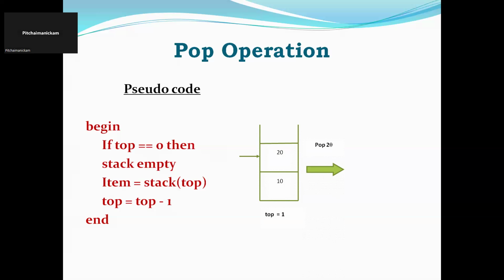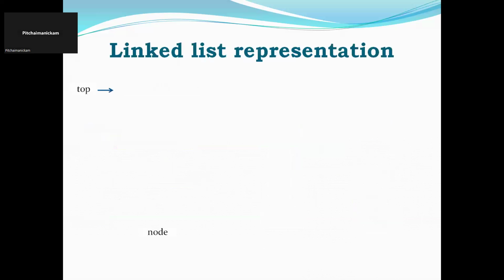We just take the top of the stack value, which is equal to 20, and that should be stored in an item. Again, I want to decrement the pointer: top is equal to top minus 1. So top is now equal to 0, and 10 is there. The time complexity is order of 1.